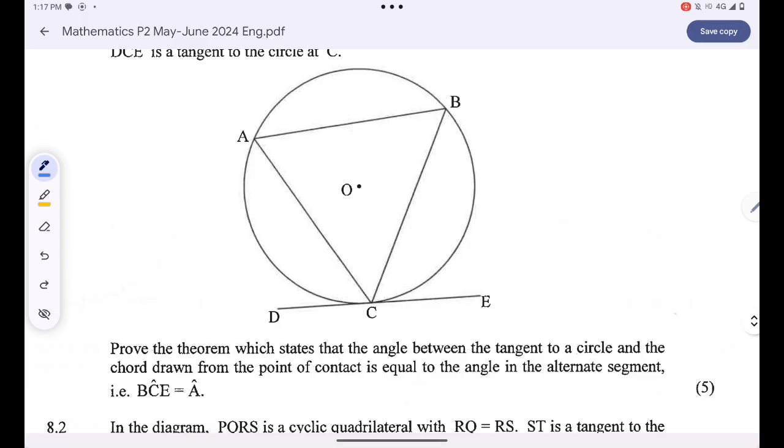Basically, they want us to prove the tan chord theorem, that the angle between the tangent and the chord is equal to the angle subtended by the same chord in the alternate segment. Are you together? Okay.